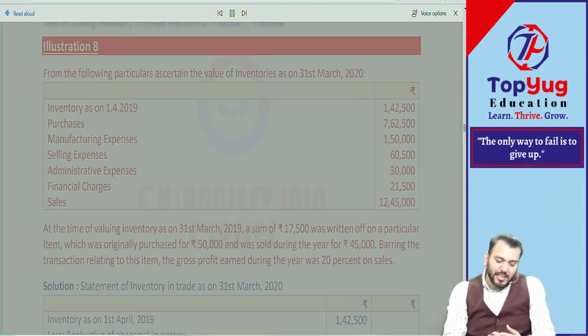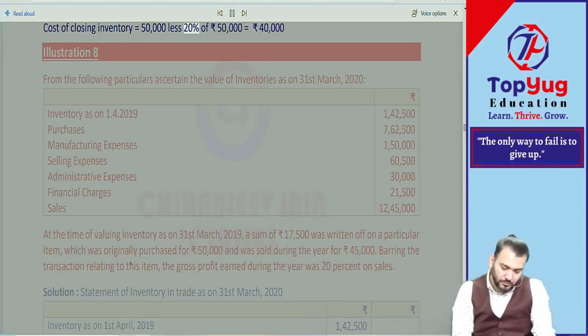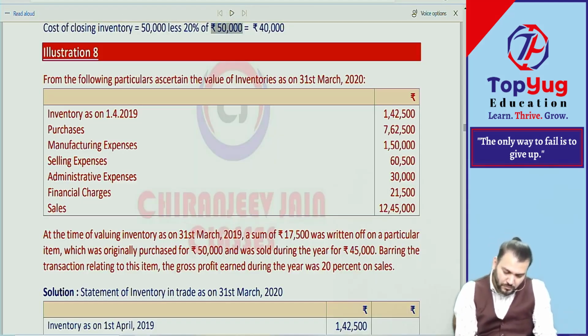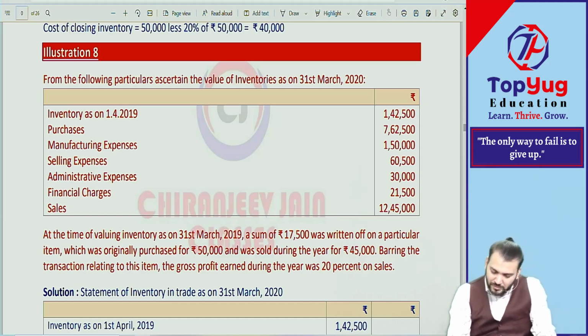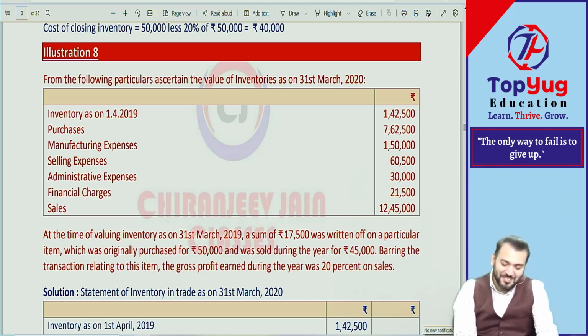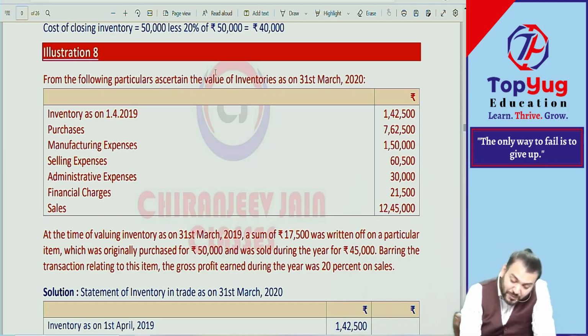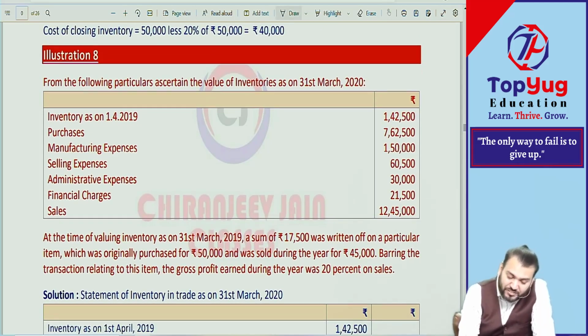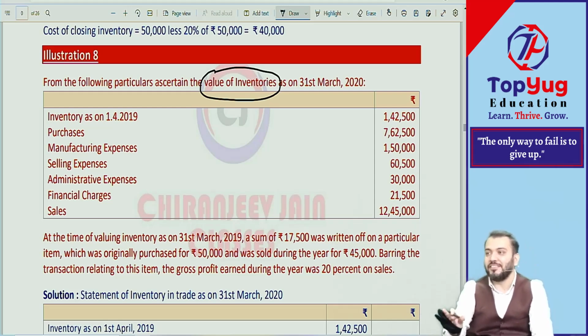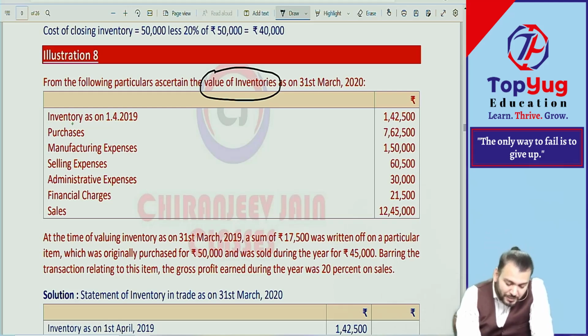From the following particulars, ascertain the value of inventory as on this date. Once again, value of inventory means what will come in the balance sheet. Physical stock means what is in the premises. The difference is this only. Inventory opening stock given, purchase given, manufacturing expense given, selling expense given, admin expense given, financial charges given, sales given.